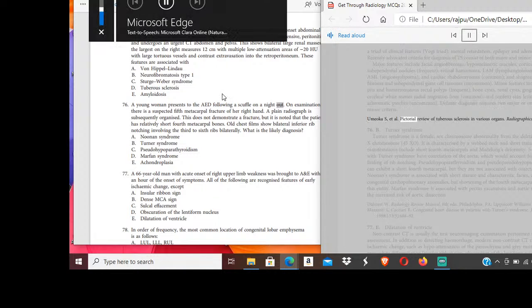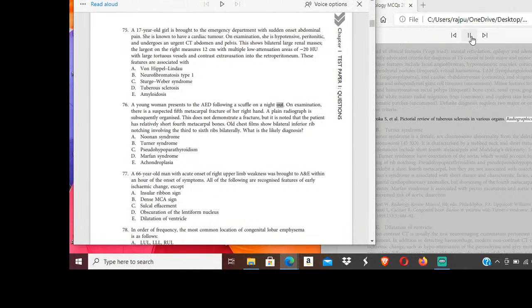Ohmoka S, et al. Pictorial Review of Tuberous Sclerosis in Various Organs. Radiographics 2008, 28, e32.